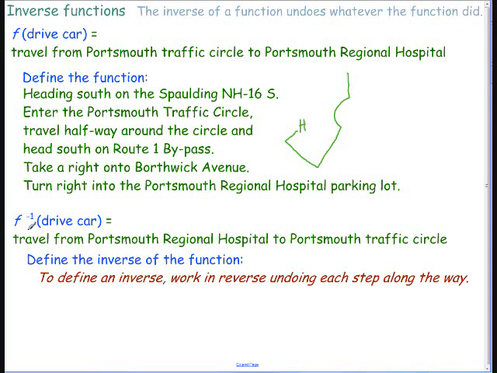So what would the inverse function to my function, which I defined up here? I called this the drive car function. So what would the inverse be? Well, the inverse would have me starting at the hospital, wouldn't it? Then I'm going to take, I'm so bad with right and left, a left onto Borthwick and a left onto the Route 1 bypass. And, well, actually, I can't exactly do that in inverse, can I? Because I can't go, but I could go right back like this.